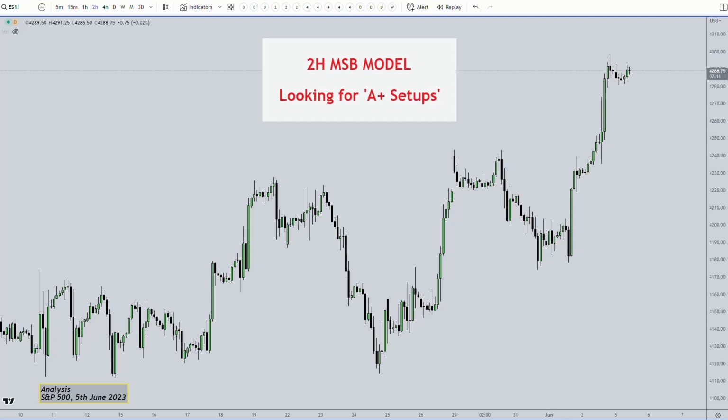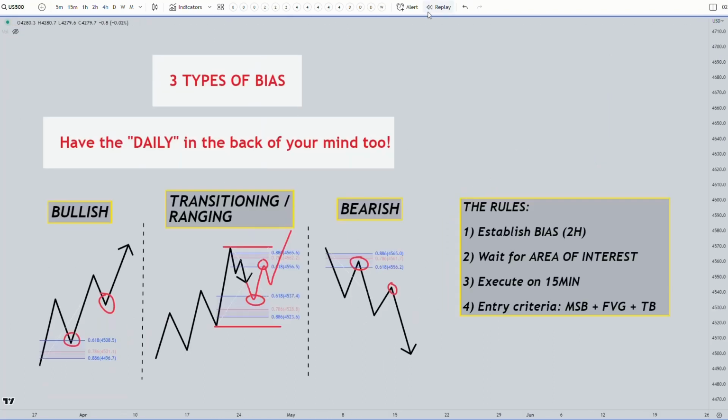Hello everyone and welcome to a quick run through of my 2-hour MSB model process with the premise of looking for A+ setups only. You already do know the rules, but what I additionally like to do each day is have a look at the daily as well, have it at the back of your mind.